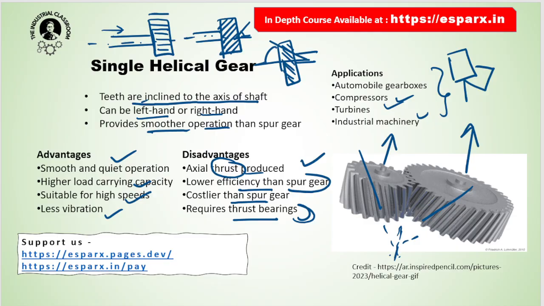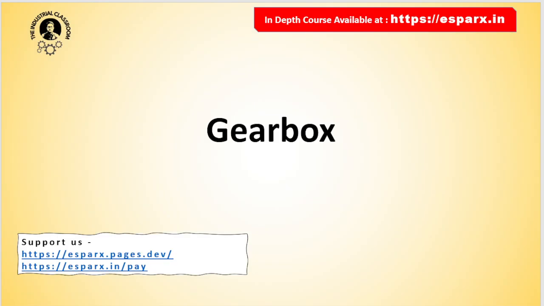If I draw an image of it, let me just find a page here. Okay, so what happens in spiral gears? This is my first gear, this is the shaft. Let me draw a better one.